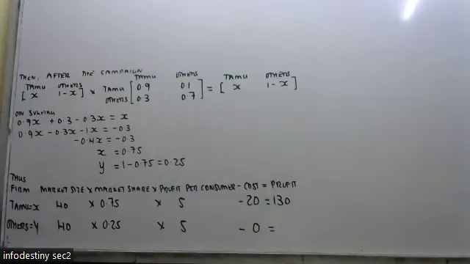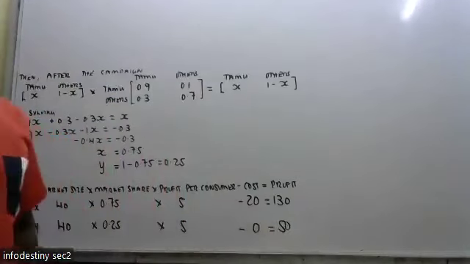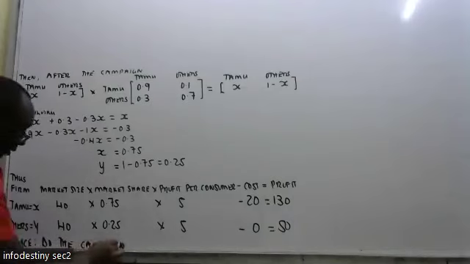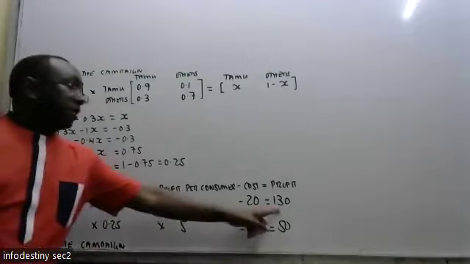Then 40 times 0.25 times 5 minus 0 is 50. So the advice is they should do the campaign, because the profits have increased from 125 to 130.